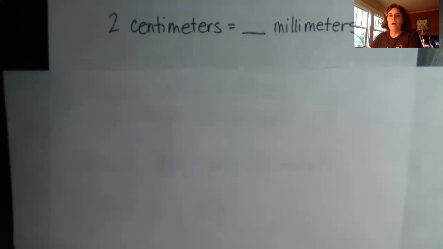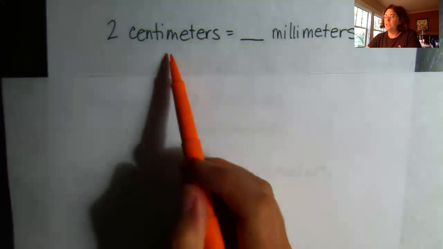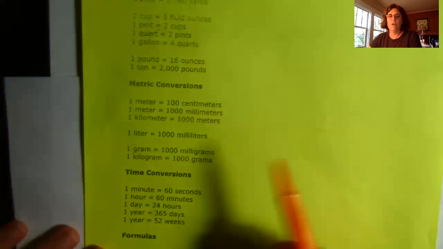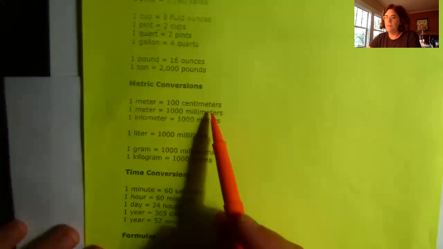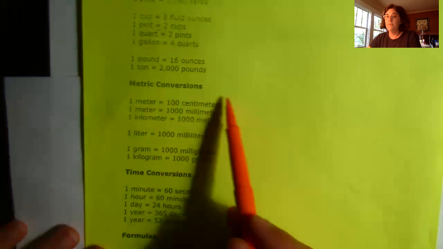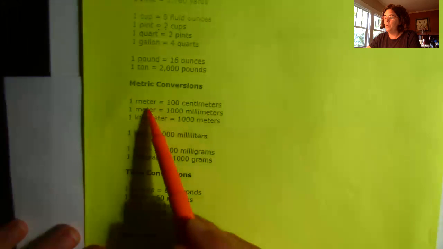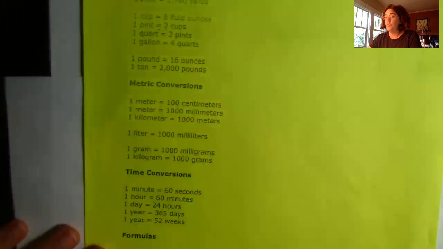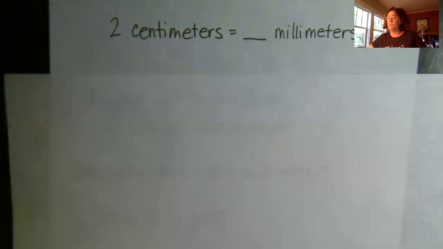There is one problem in your worksheet today that might be a little bit more difficult. It goes from centimeters to millimeters. Now, if I look at my conversion chart, I don't see anywhere where it goes centimeters to millimeters. The information I'm given is that 1 meter equals 100 centimeters and 1 meter equals 1,000 millimeters. So let's use this information to be able to work a conversion from centimeters to millimeters.